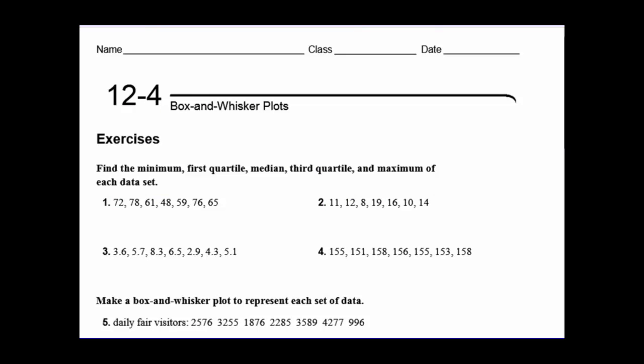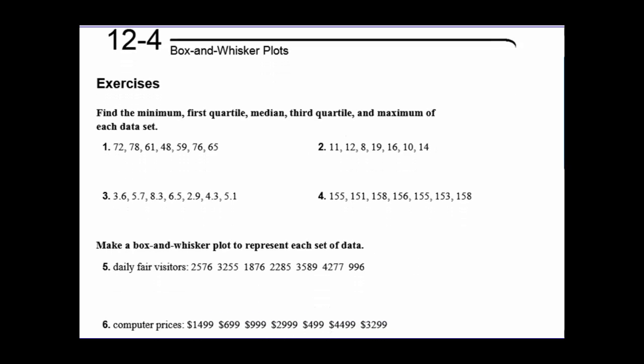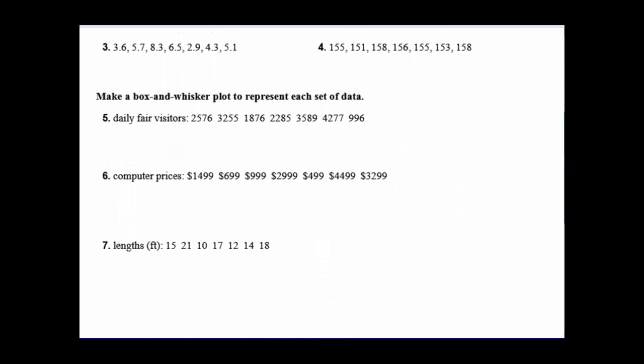All right, your turn to practice. On these exercises, you're going to find the 5-number summary: the minimum, first quartile, median, third quartile, and the max. And then you're going to do some more practice with making box and whisker plots. If you get stuck, please see your teacher as soon as possible.